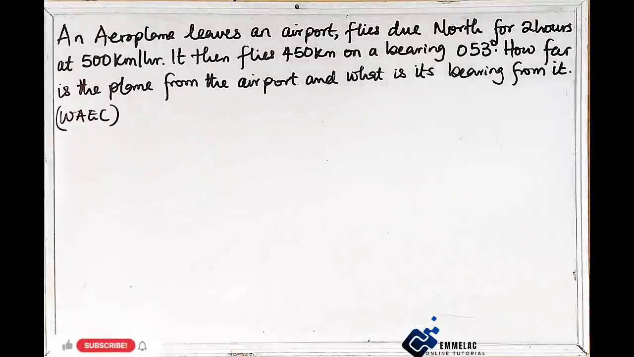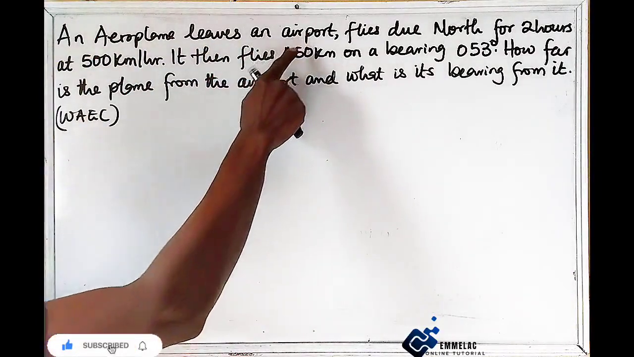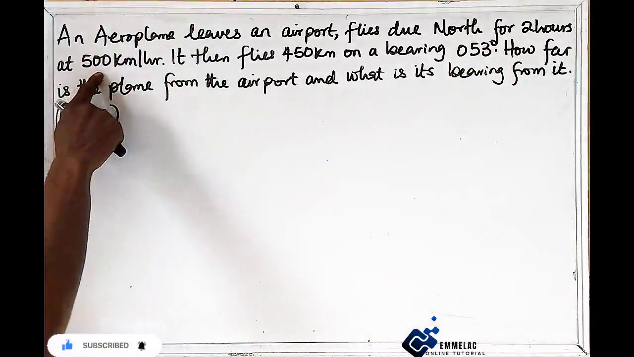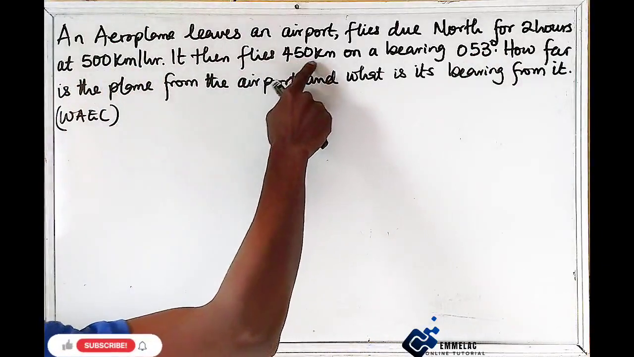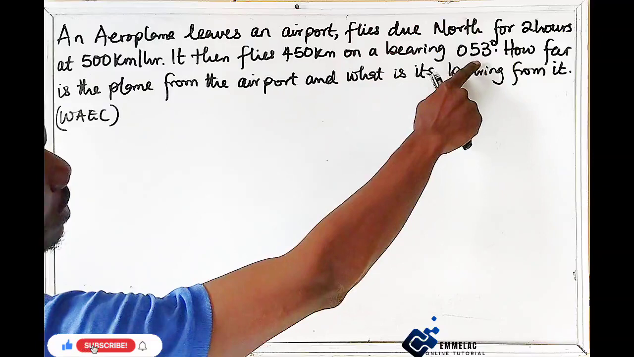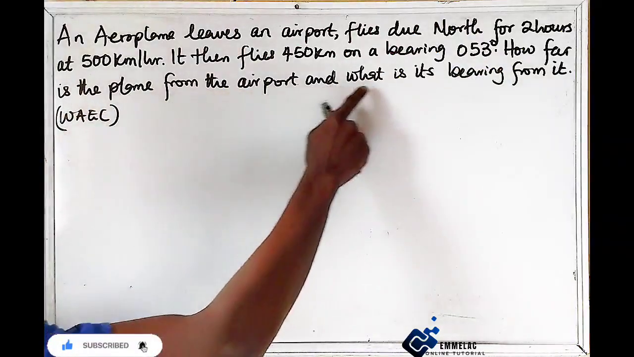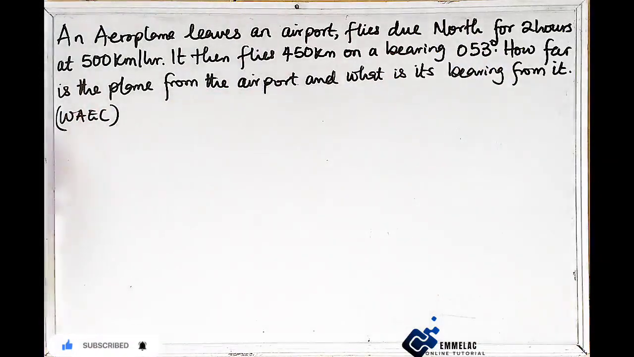Now let's look at this question again. An aeroplane leaves an airport, flies due north for 2 hours at 500 km per hour. It then flies for 450 km on a bearing 053. How far is the plane from the airport, and what is its bearing from it? Now this is also a why question.